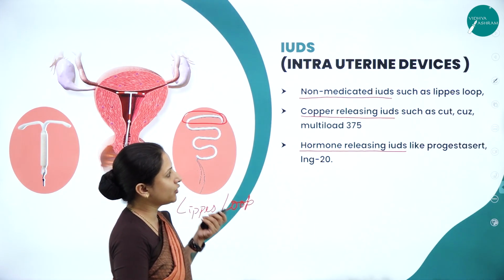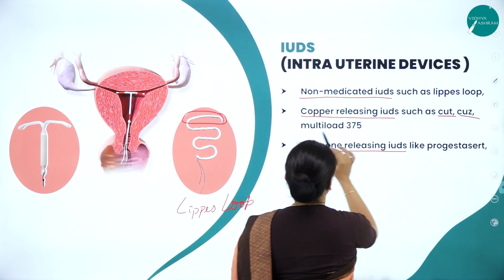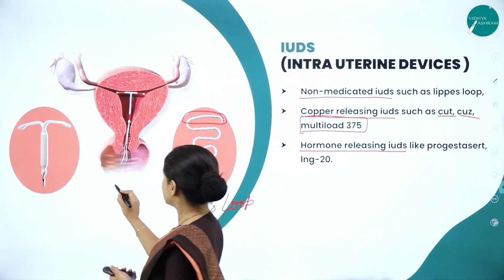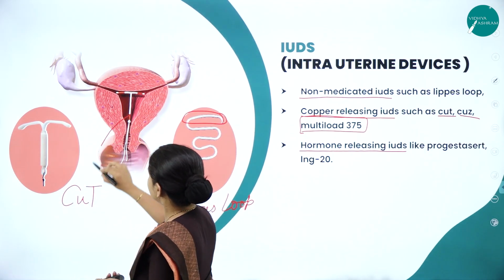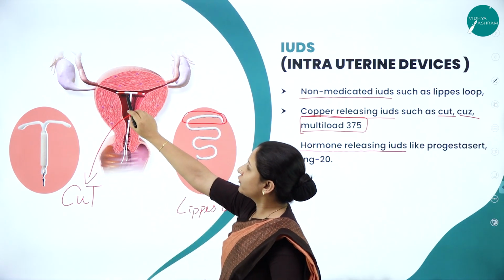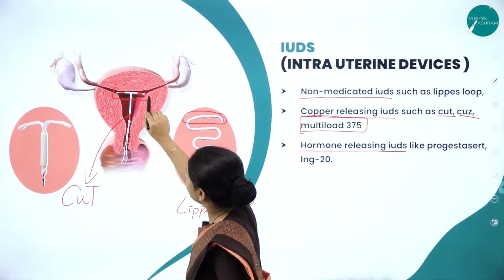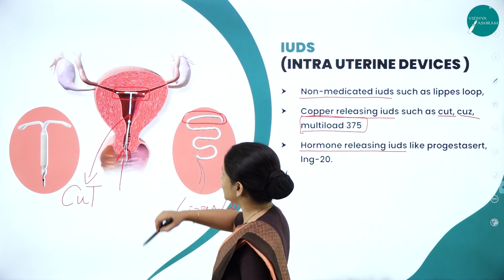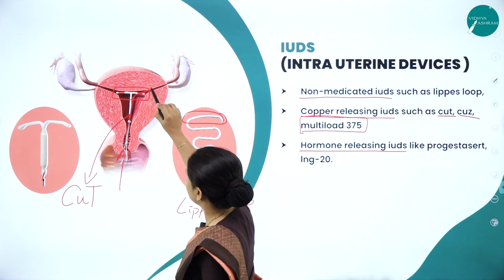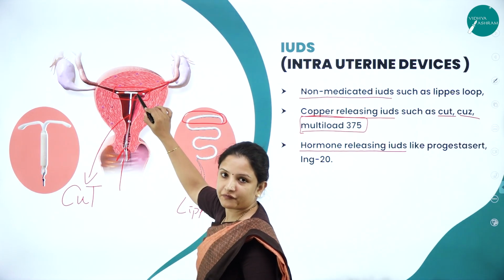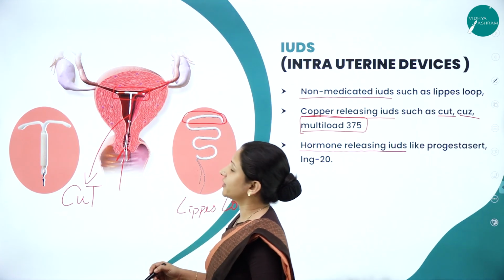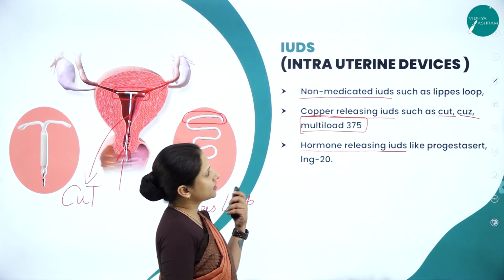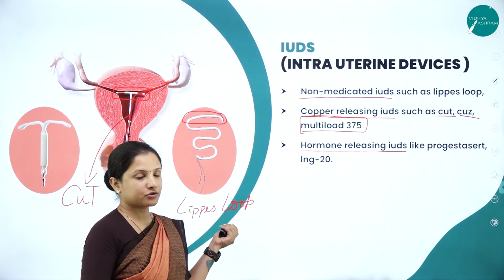Next is the copper-releasing IUD. We have copper T, copper 7 and multiload 375. So this is an example. These 2 are copper T. It is made up of copper. It is inserted into the uterus, where this T structure blocks or prevents the entry of the sperm. Once the sperm enters through the vagina and cervix, it can't travel further because the mouth of the fallopian tube towards the uterus is blocked. Therefore it can't reach the ova and fertilize it, and the sperm eventually dies. So that is how the fertilization process can be prevented.